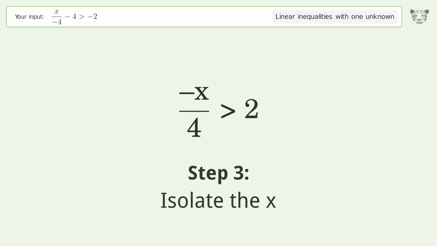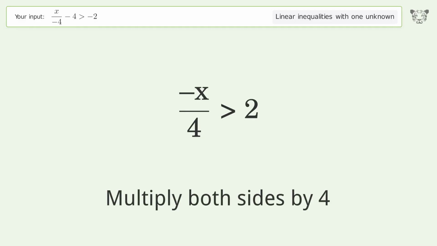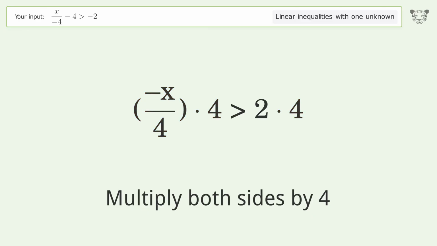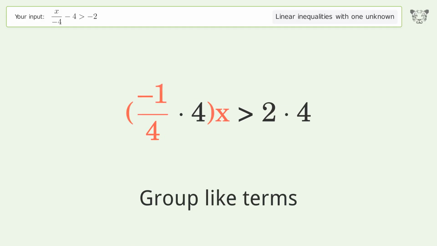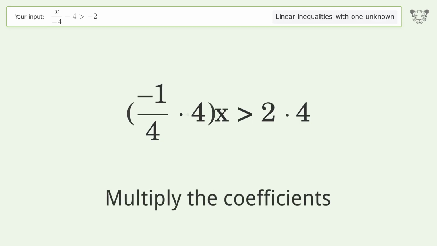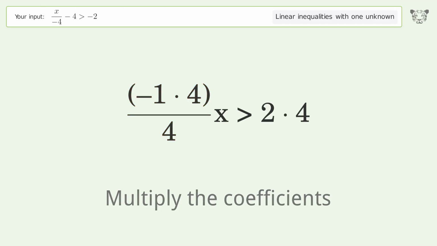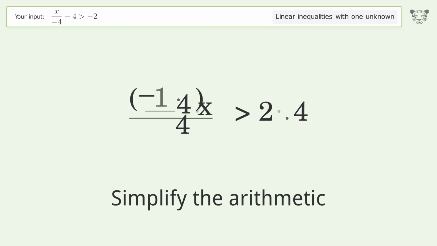Isolate the x. Multiply both sides by 4. Group like terms. Multiply the coefficients. Simplify the arithmetic.